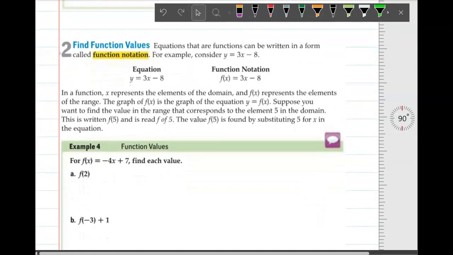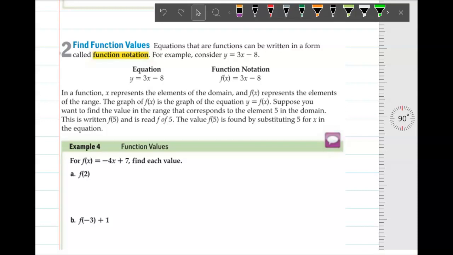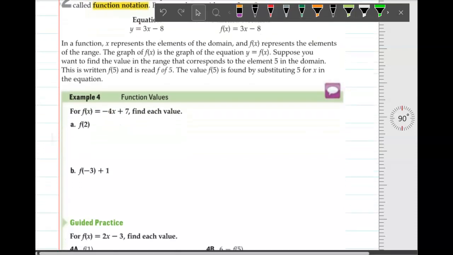The last thing is to just talk about function notation. And you've actually been exposed to this a little bit already this year throughout our year.